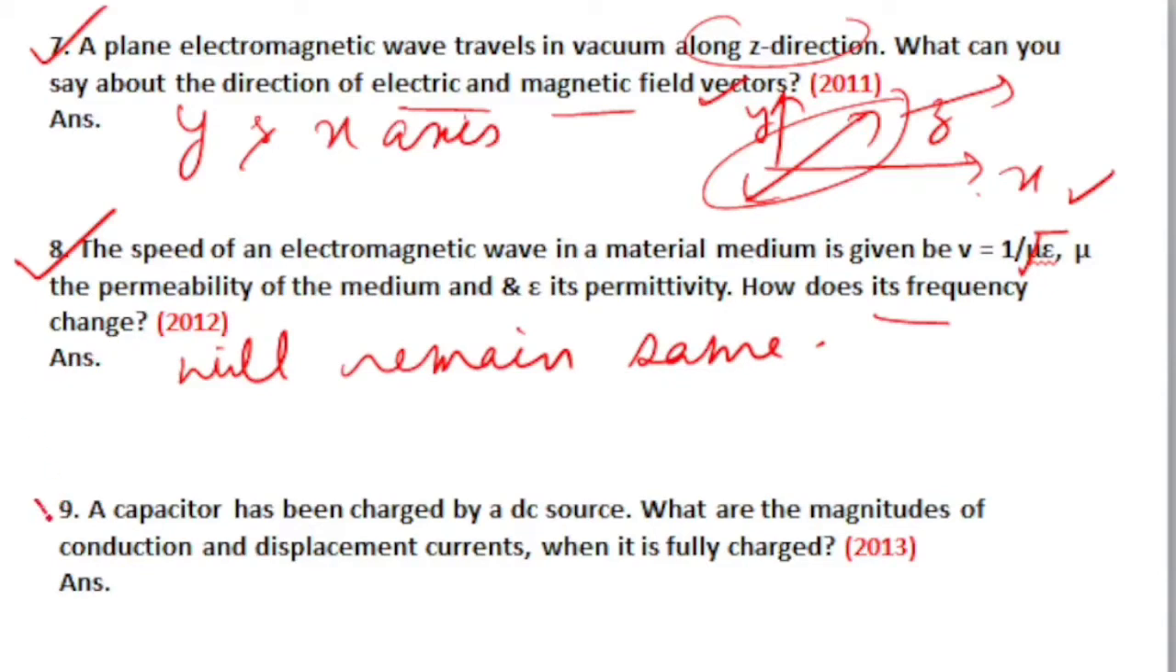Now next, question number 9. A capacitor has been charged by a DC source. What are the magnitudes of conduction and displacement current when it is fully charged? When the capacitor is fully charged, no current will pass through the capacitor. Suppose IC is the conduction current and ID is the displacement current. Both are zero when it is fully charged, because the circuit will act like an open circuit. So the value of conduction and displacement current is zero when the capacitor is fully charged.